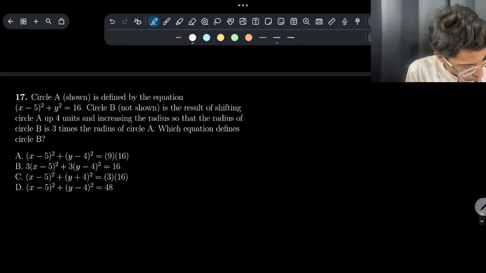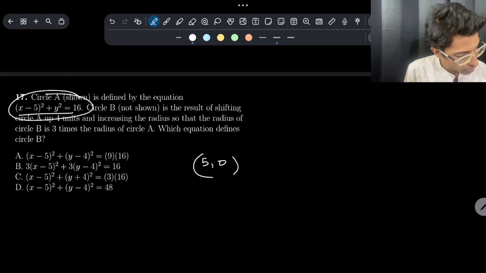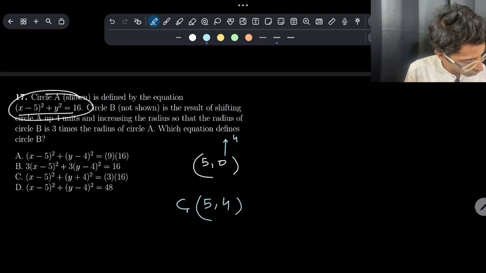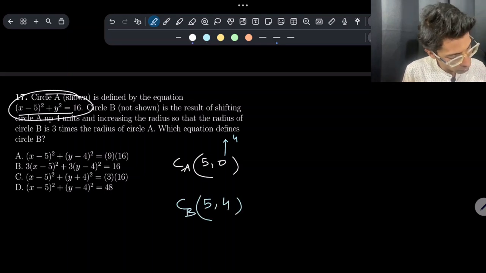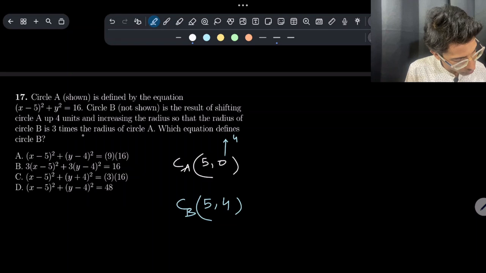Circle A is shown, defined by this equation. Circle B, which is not shown, is the result of shifting the circle up by 4 units. So first let me write down the center of circle A, which is 5 comma 0. He is telling you to shift this up by 4 units, so 5 comma 4 is the center of circle B, and this is the center of circle A. Let me clean this up.